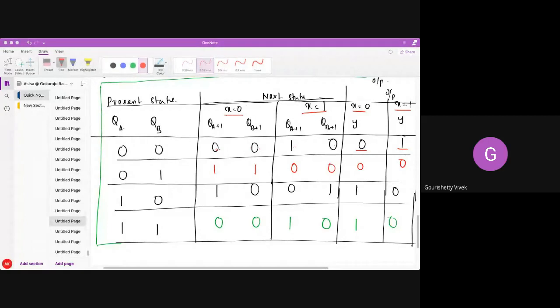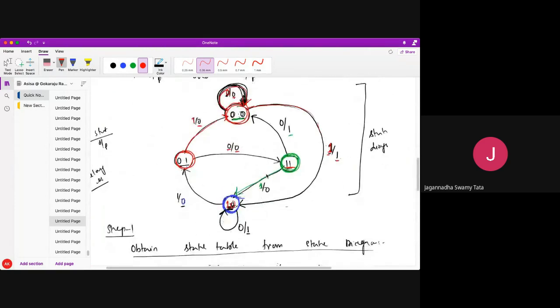Sir, can you repeat the output? Okay. Output, what is happening? So here you can see, I have told you this is a Mealy circuit. Mealy circuit means output is in the state transition path. Output will always be in the state transition path. This is my present state. This is my next state. Output and input will be in my state transition path.